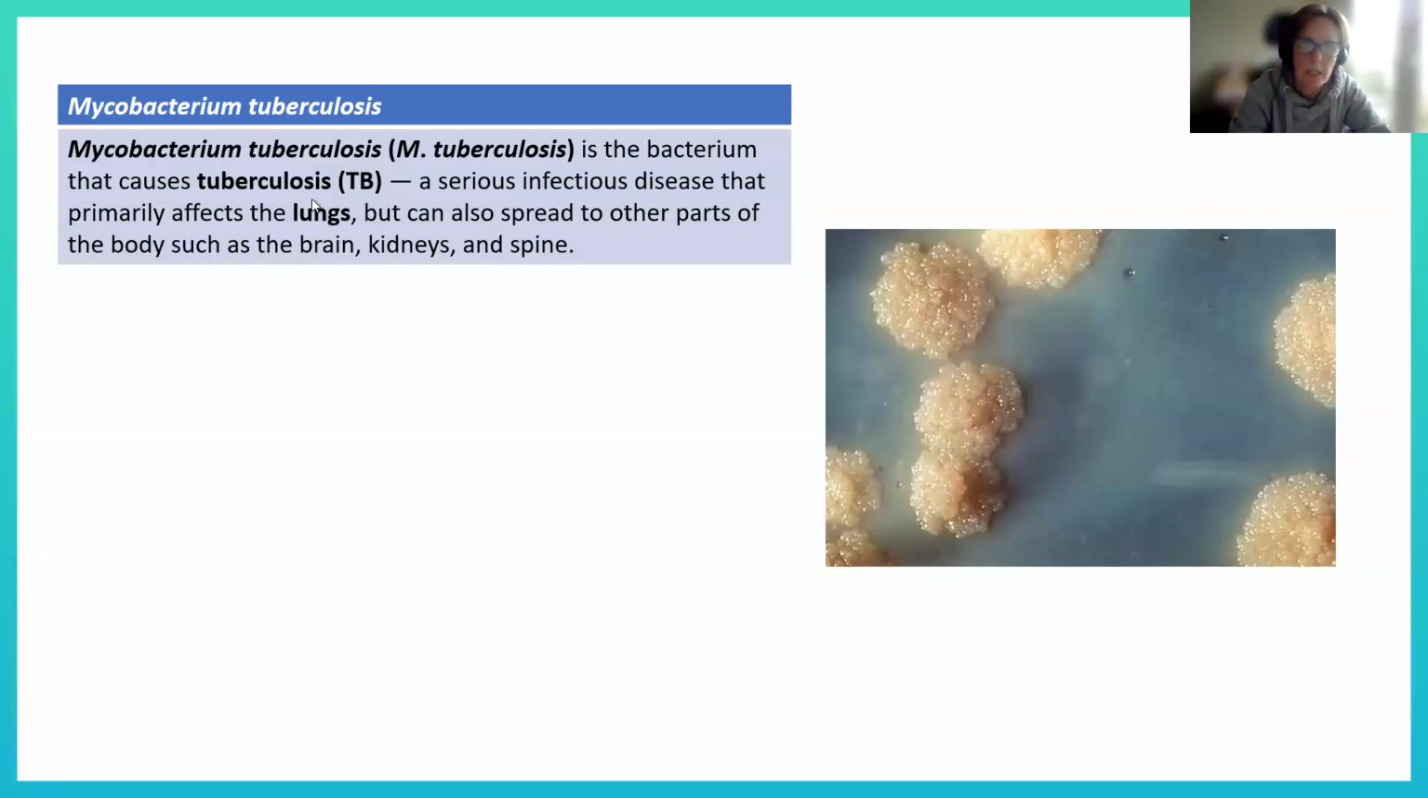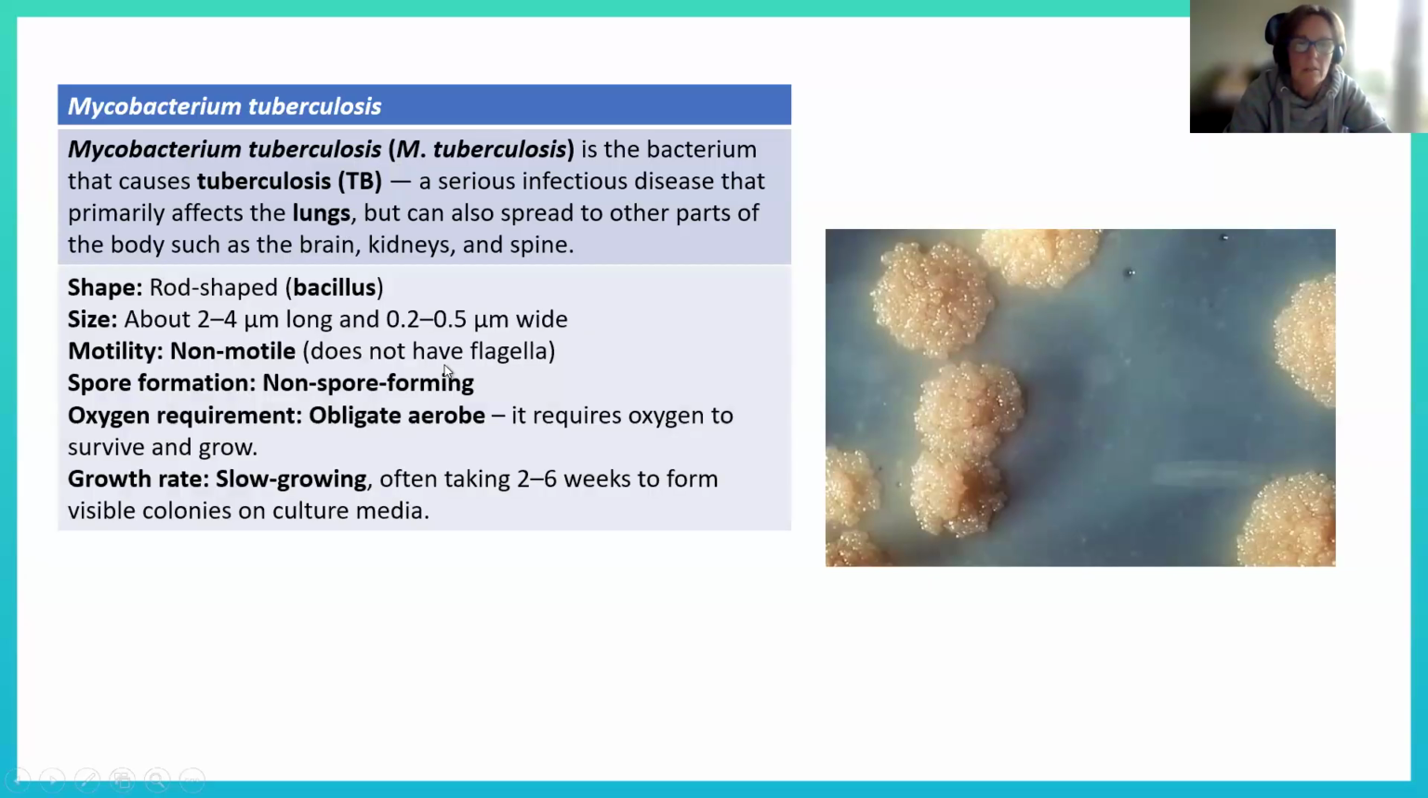So this is a bacterium, Mycobacterium tuberculosis is its name. It causes TB. It's very serious. It primarily affects the lungs, but it can spread to the bones. It can move around the body and affect the brain, the kidneys, any bones, not just the spine. It can be pretty nasty. So it's a rod-shaped bacteria, which we call a bacillus. So that just means it's that sort of shape.